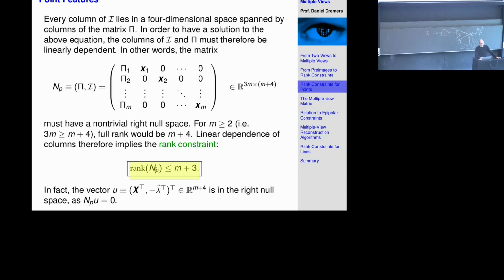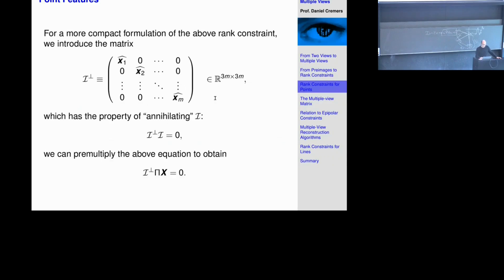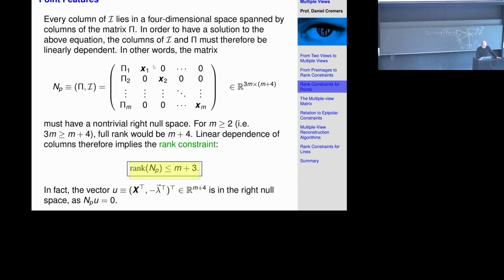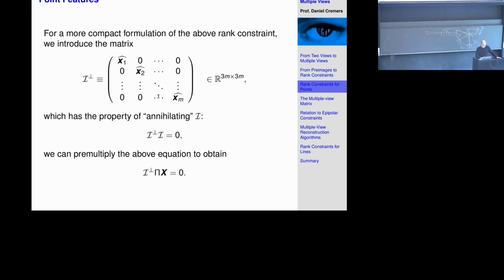Now this constraint is a little bit large, and so what we can do is compactify a little bit. And what we do is we introduce this matrix I bottom. And this is just x1 hat to xm hat. So this is a bit in analogy to what happens in the 8-point algorithm, that you also eliminate things. And so this matrix has the property by construction of annihilating I. I has on the diagonal x1 through xm, right? This is this I here. If I multiply this with x1 hat through xm hat, then obviously I get 0.